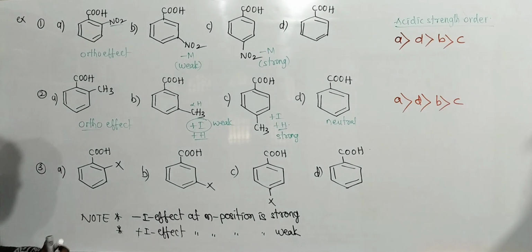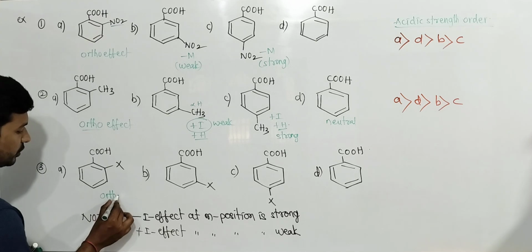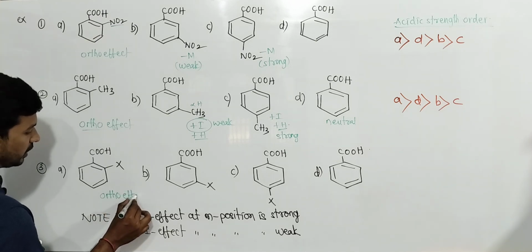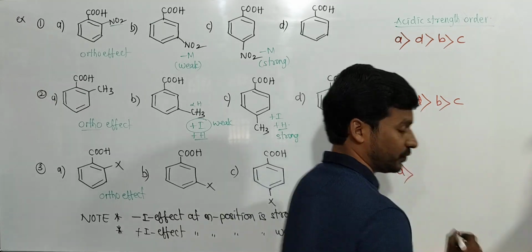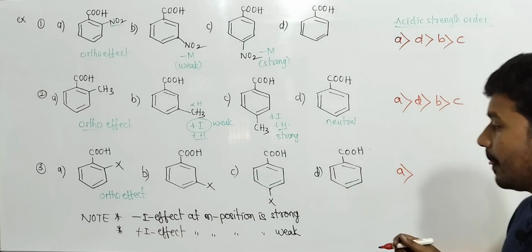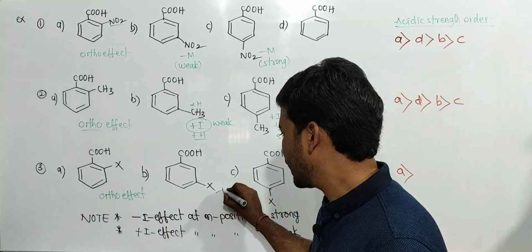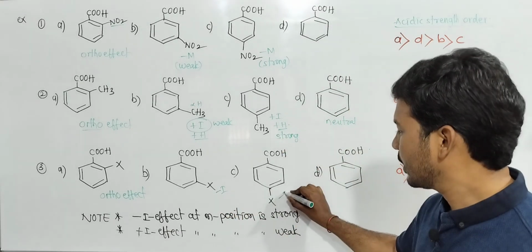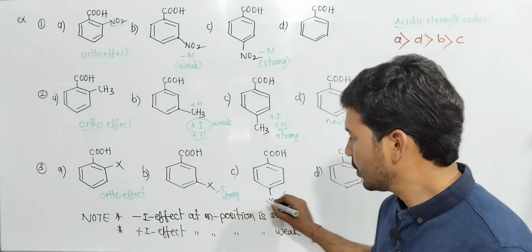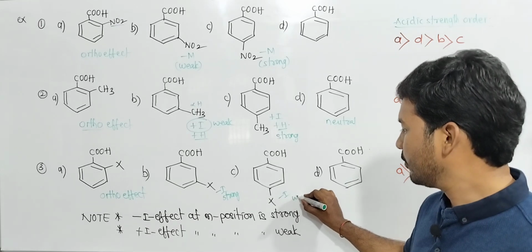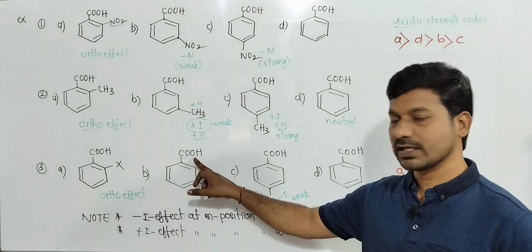Next, any group present at the ortho position gives the ortho effect, a stronger acid. Blindly say A is the stronger acid among these four. Next, between B, C, D: what about X? X is a -I group. A -I group at the meta position is strong, at the para position is weaker. Here there is no group. So a -I group is favorable for acidic strength.